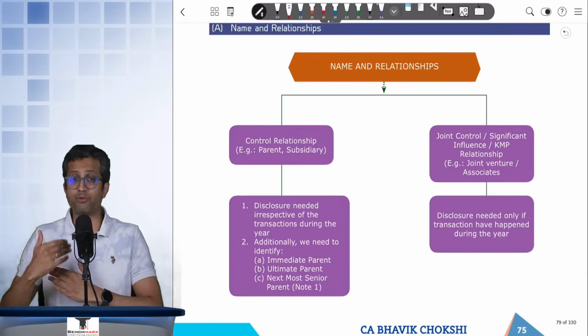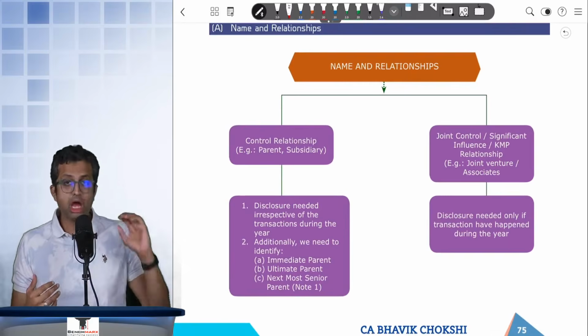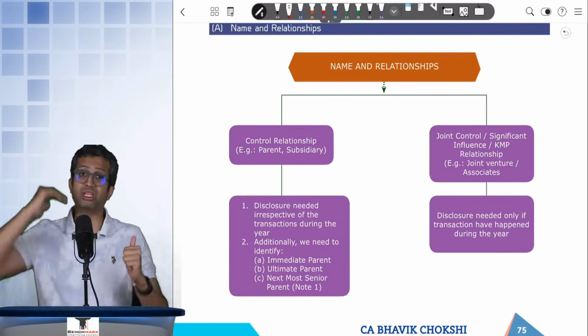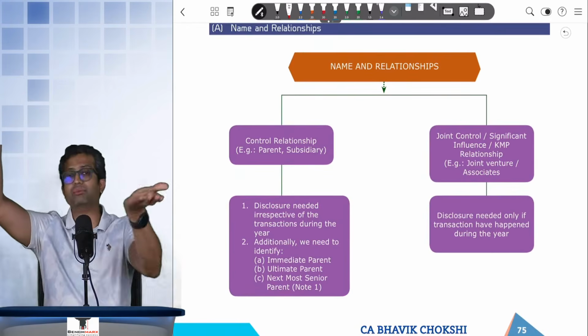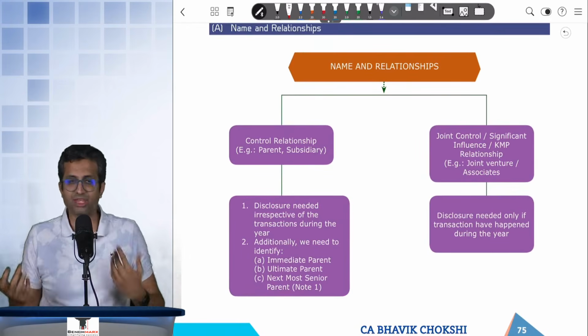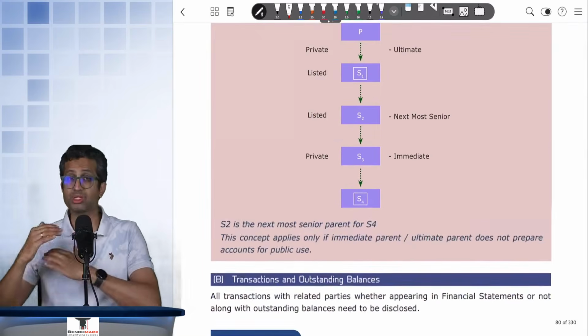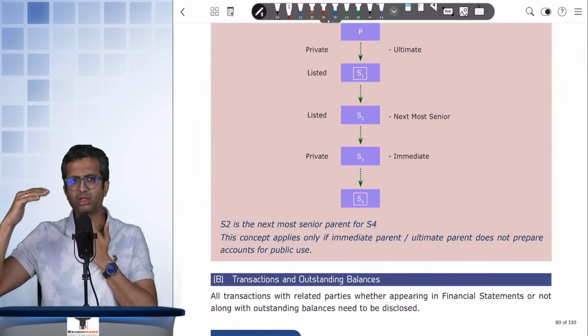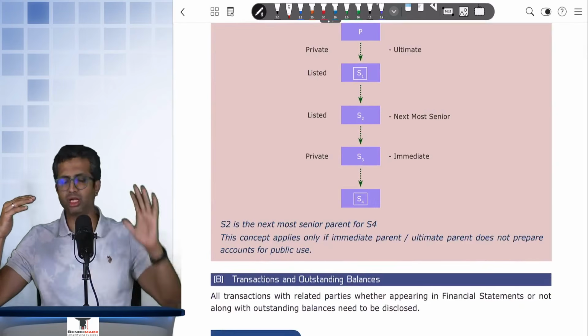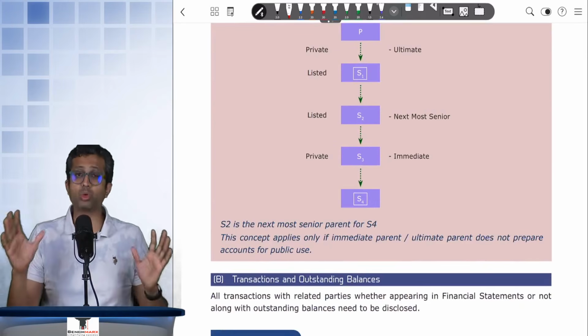Further, in case of my holding companies, I'll try to identify holding companies if applicable, which is the ultimate holding company, what is my immediate holding company, and if applicable, then the next most senior parent. A next most senior parent is a parent which is closest to the reporting entity other than the immediate parent and the ultimate parent, which is preparing accounts for public use.